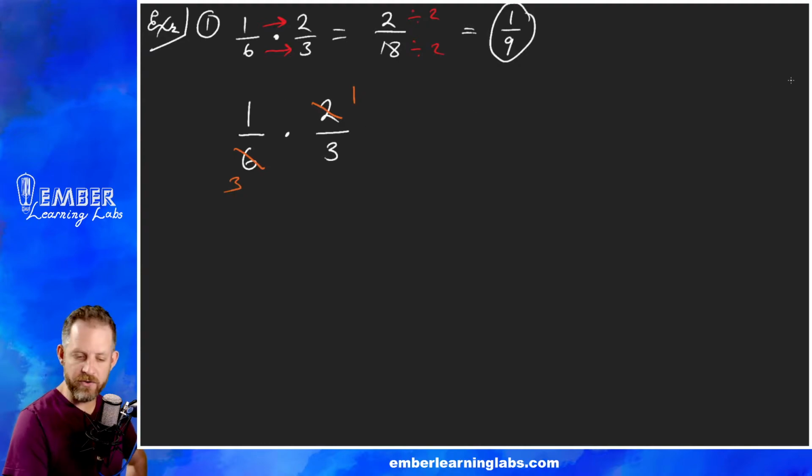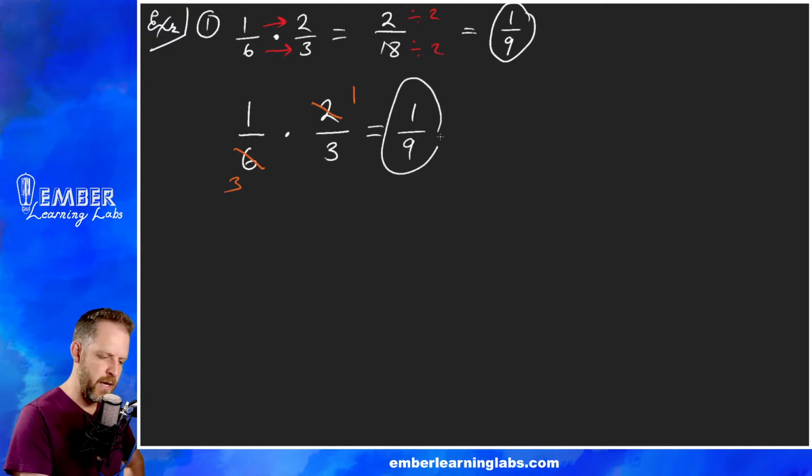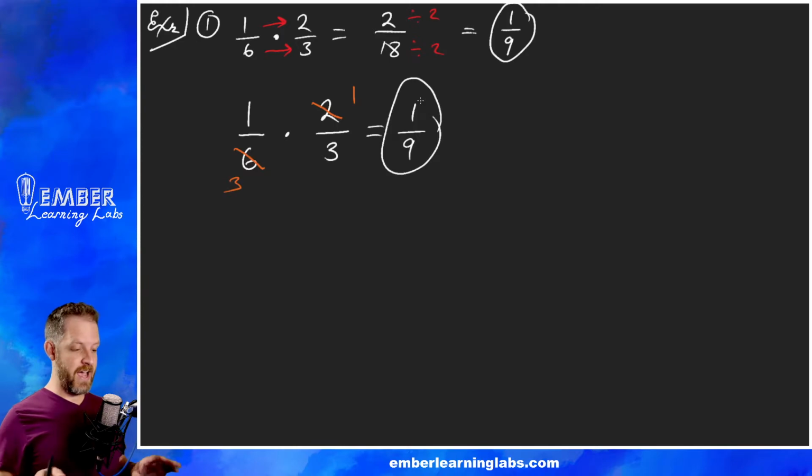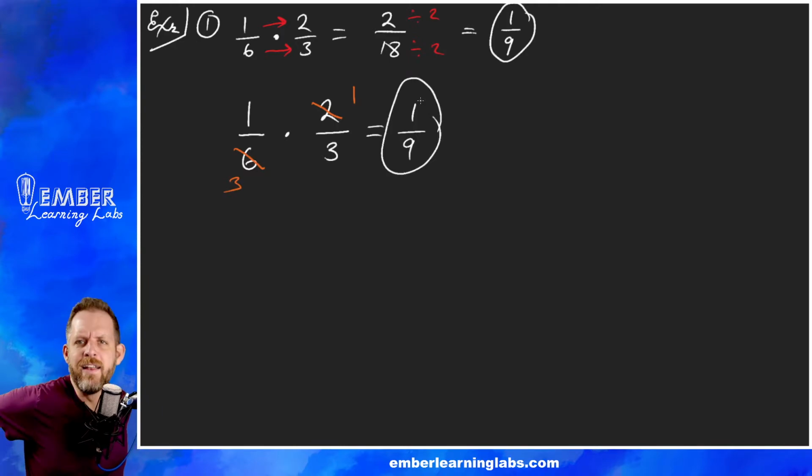Once we've pre-reduced as far as we can go, then we can just multiply the tops together and multiply the bottoms together. 1 times 1 is 1. 3 times 3 is 9. Easy peasy.